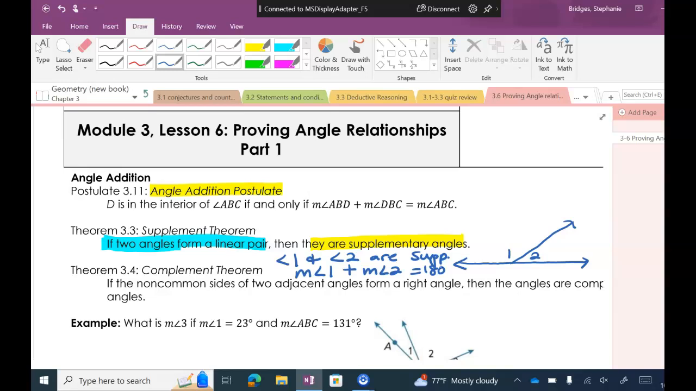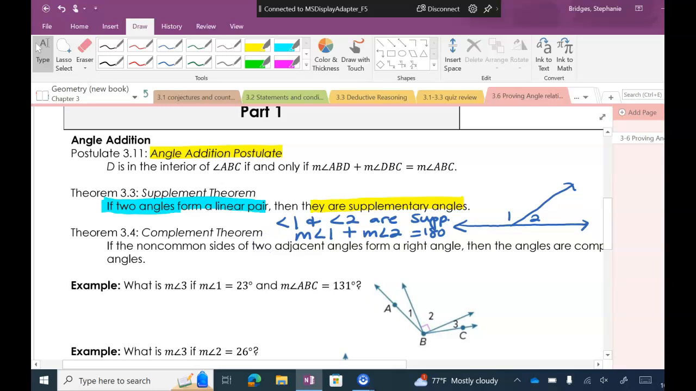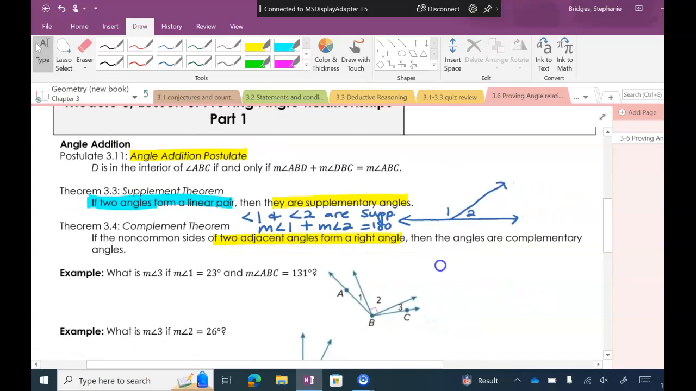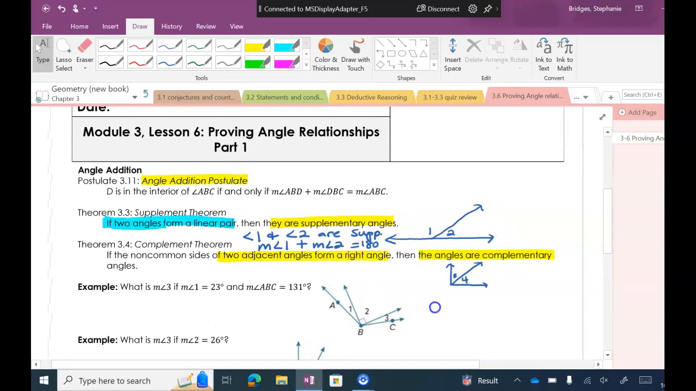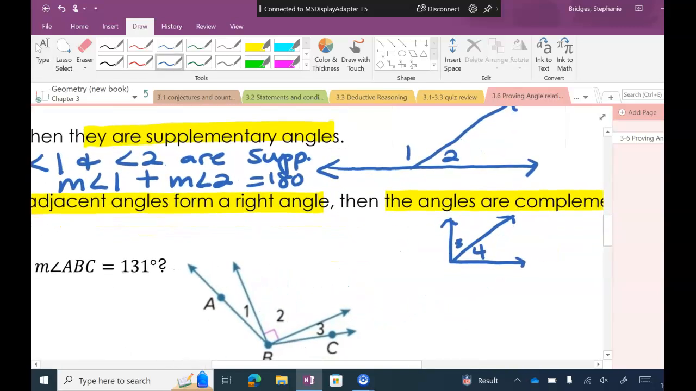All right, then you have the complement theorem. Again, I don't look at it as the complement theorem, but I look at it as what it says. If two adjacent angles form a right angle, then they are complementary. Okay, so I would give you a picture that looks something like this. There's angle 3 and 4. I know that's kind of small, sorry. Angle 3 and 4, but I'd have to have that little right angle there.